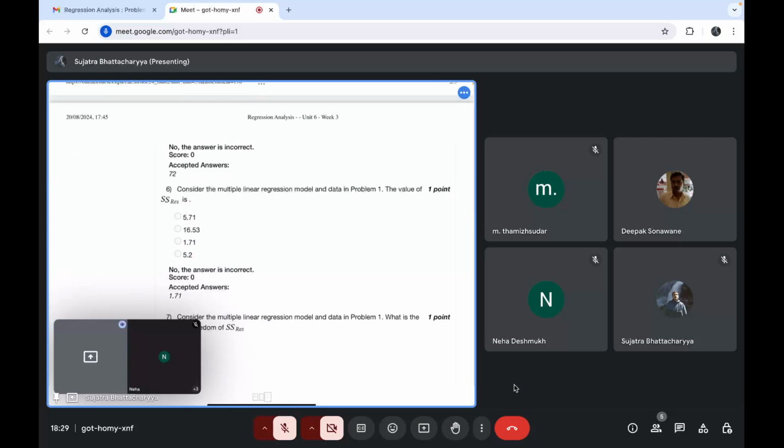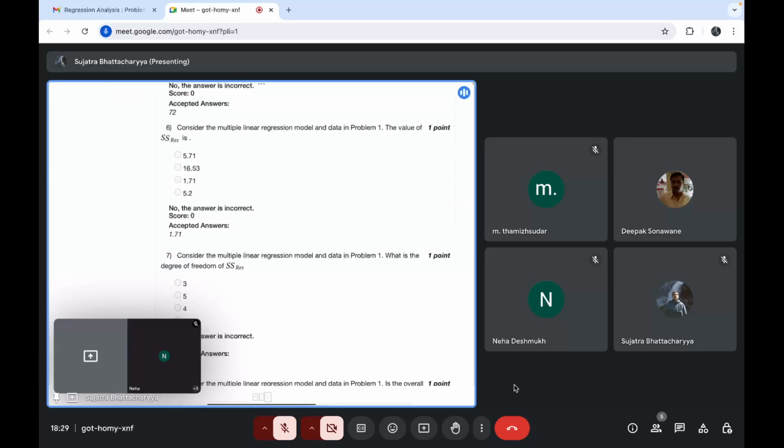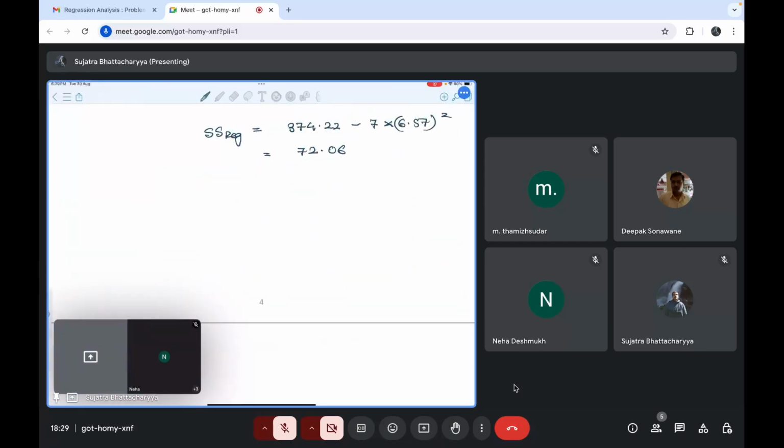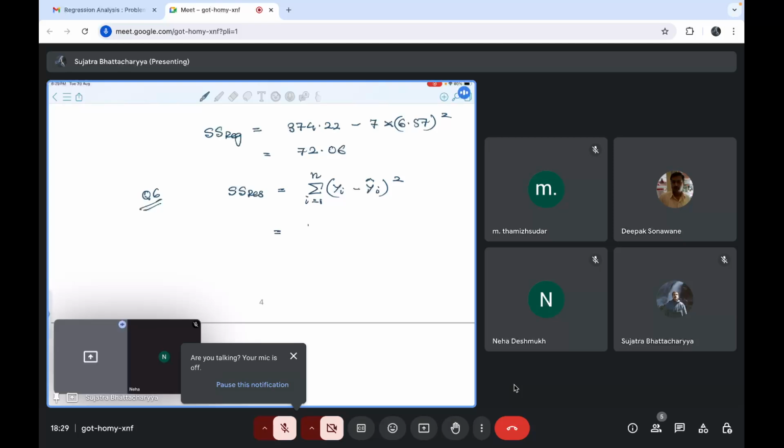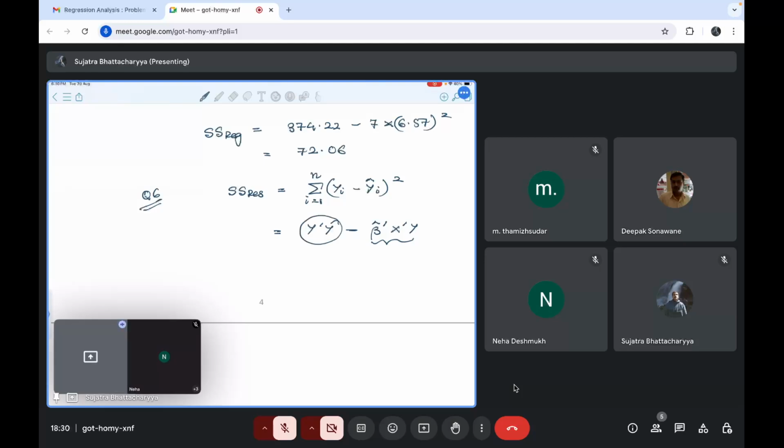Next is question 6, which asks about SS residual. So how will you calculate SS residual? One way is that you do yi minus y hat and square it. This is also SS residual. Or we have an expression for the SS residual, which we have seen in the last class, which is y prime y minus beta hat prime x prime y. This has already been calculated. What we need to find is this y prime y.